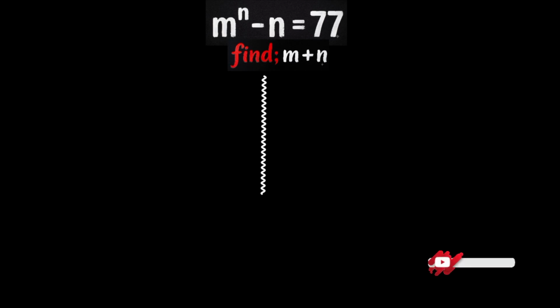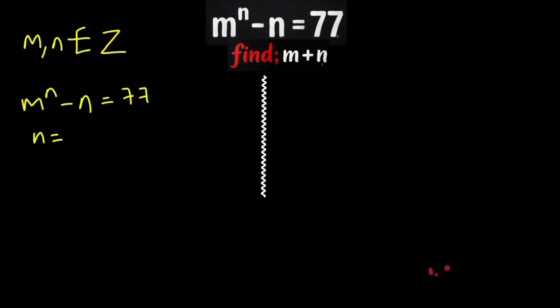This number logic challenge has two distinct solutions. Now don't let us forget the conditions that m and n must be integers. And when we observe the structure of this equation, we'll find out that n equals 1 is an obvious solution. So we can just solve for m from here. Now we have m to the power of 1 minus 1 equals 77.